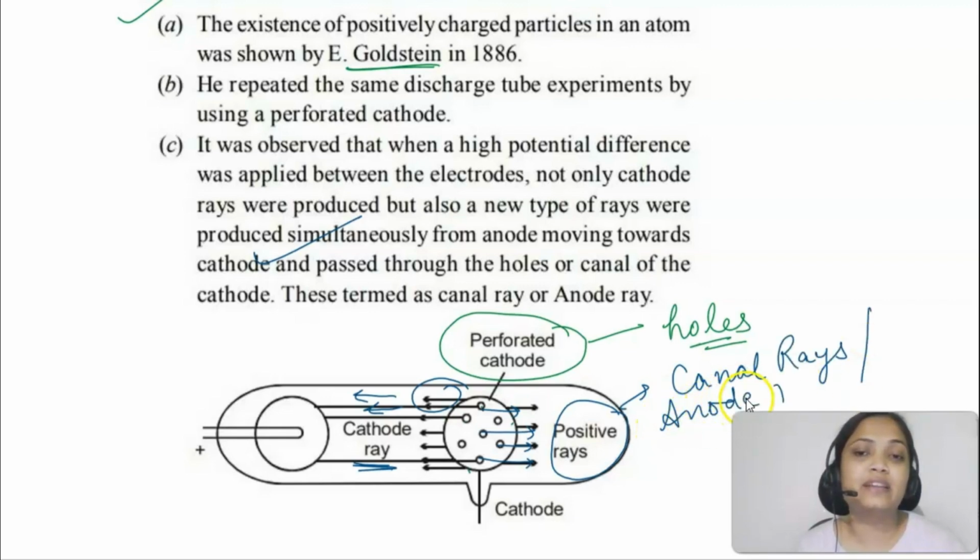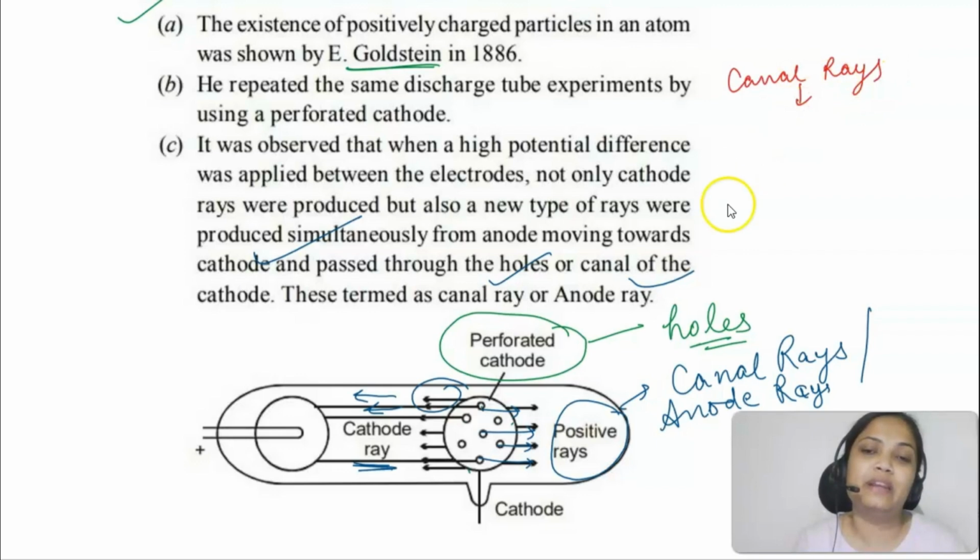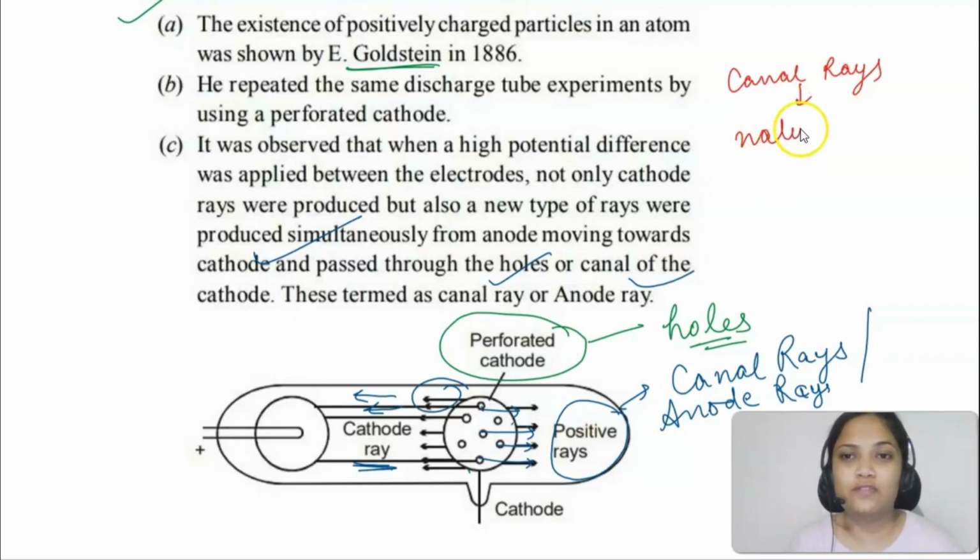Now you know canal rays because these are passing from the canals. Canals means these tiny holes that we are having, all right. And these rays are originating from the anode, so that's why we call them canal rays or the anode rays. Now what were the characteristics? I told you that the characteristics of cathode rays did not depend on the nature of the electrode or the gas used, but in the case of canal rays or anode rays, the characteristic of these rays actually depended on the nature of gas used, okay.